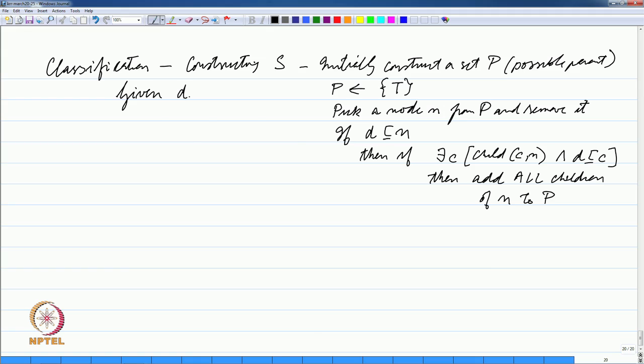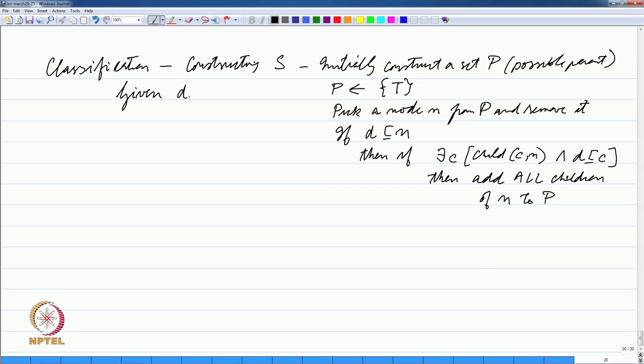Okay, notice we are adding all the children of n. So, what is the situation? Let me draw it here. We start with thing, then we generate. Now thing subsumes our concept D, because thing subsumes everything. So, we add all the children of thing into the set P. This is the set P that I am constructing.